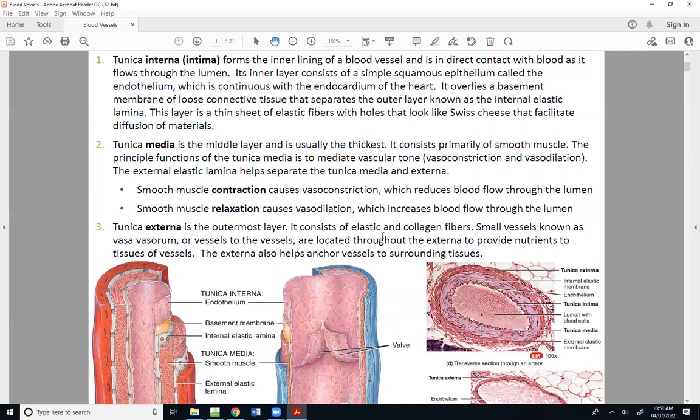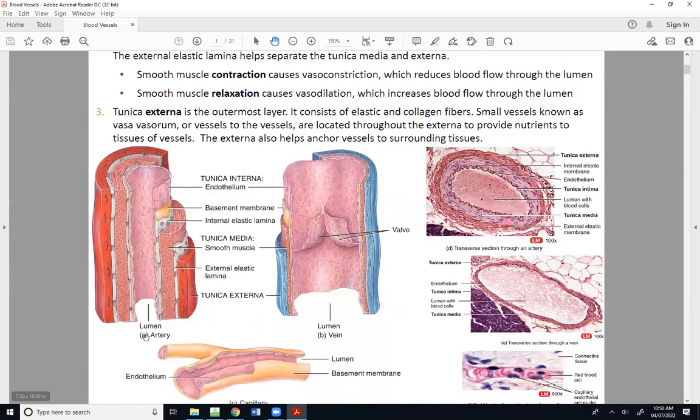The first layer that you find in both arteries and veins is the tunica interna, which you can also see described as an intima. I like interna because if you just add the letter L at the end of it, it tells you exactly where it's at. It's the innermost part of the blood vessel. It's the inner lining of a blood vessel, and thus is in direct contact with the blood as it flows through what we call the lumen. The lumen is the space where the blood is at.